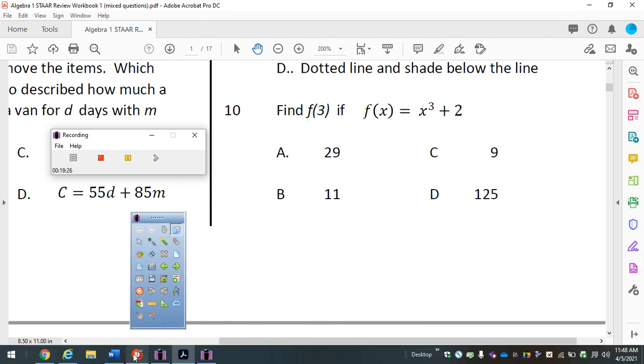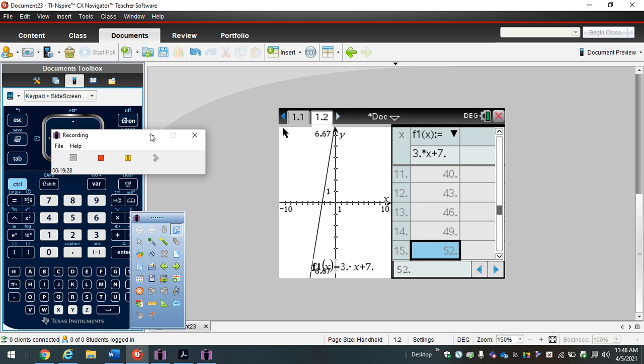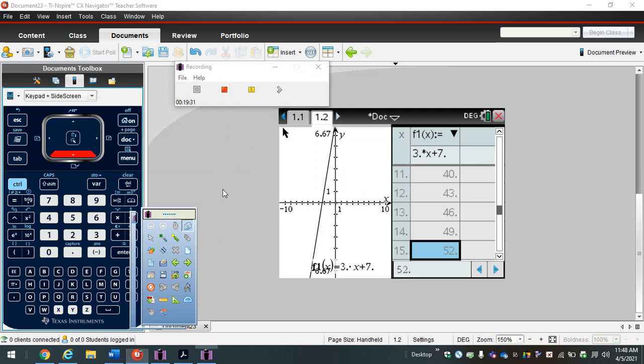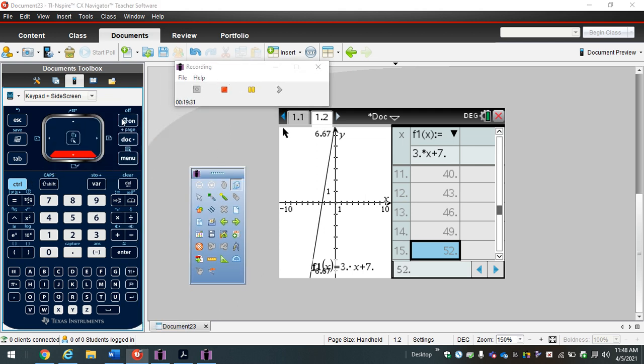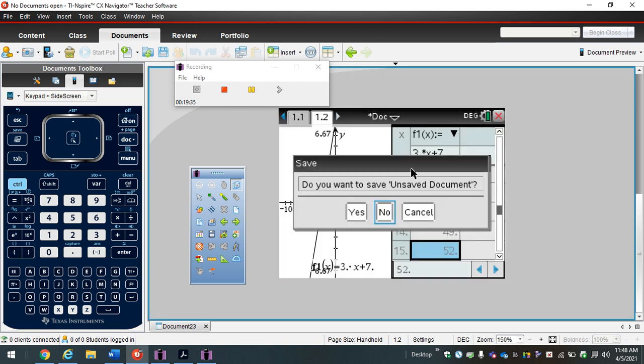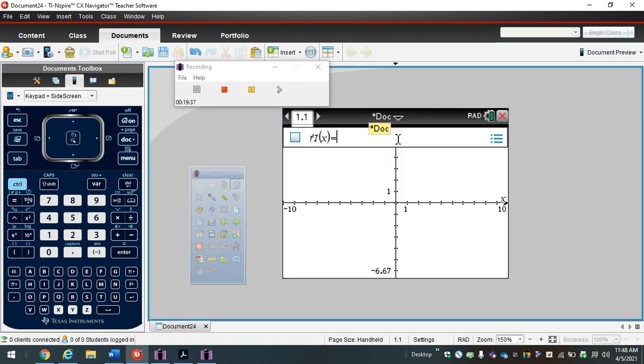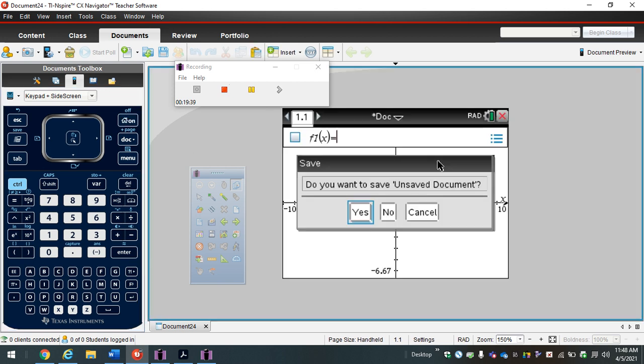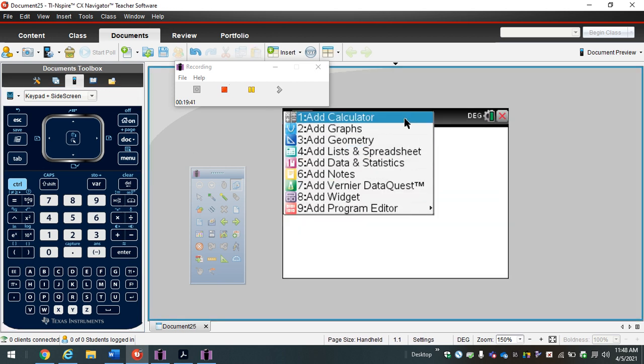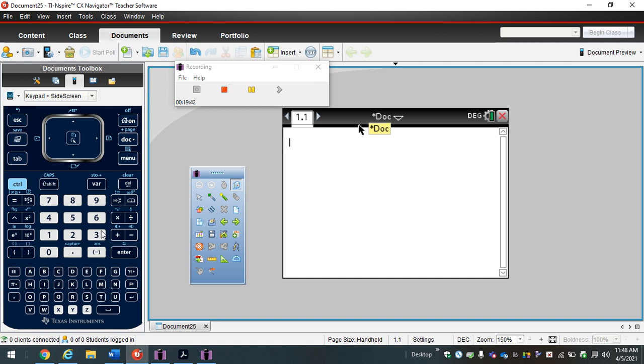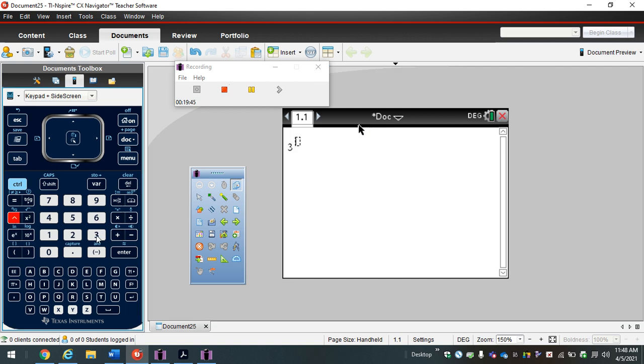So we go on the calculator. I'm trying to open a whole new page. New document. No. Oops, my bad. Calculator. And now it's going to be 3 caret to the third. Press to the right. Plus 2. Try. And that's it. If you get them all right, you get 100.